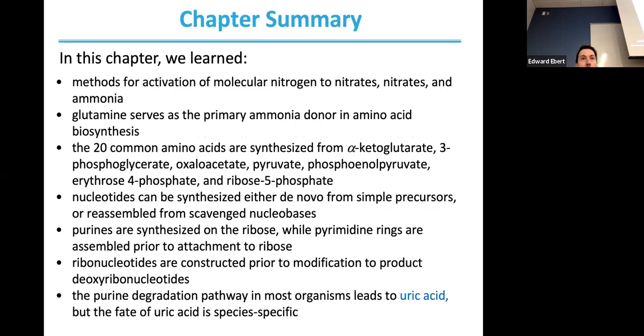Okay. All right. So that's a lot in this chapter. The big thing is, how do we make amino acids? How do we make our nucleotides? And then how do we break down or salvage our nucleotides?